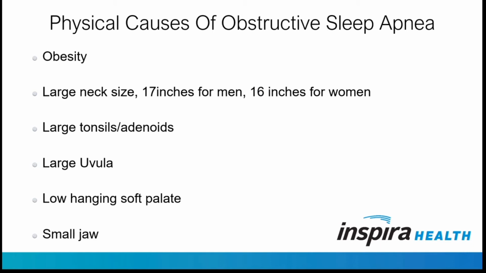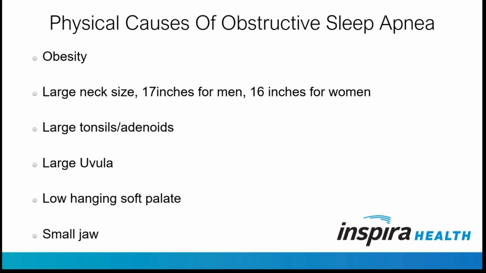So some physical attributes of sleep disorder: obesity. For men, if you have a 17-inch neck or larger, for women, a 16-inch neck or larger, that's going to hinder that airway. It's going to restrict it a bit. Large tonsils and adenoids. A lot of times with pediatric sleep disorders, the first stage of defense is we take the tonsils and adenoids out.